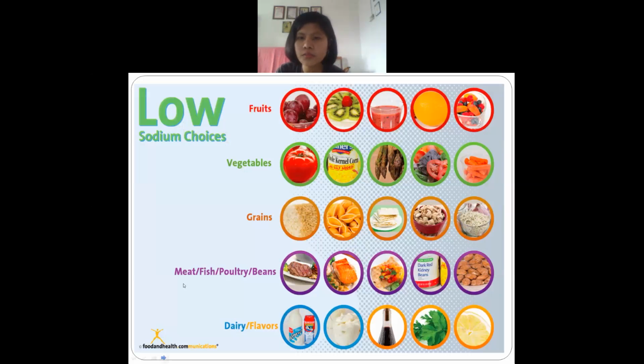Okay, next is low sodium choices. The person should have low sodium foods, rather than salty food. Fruits, vegetables, grains, meat, fish, poultry, beans, and dairy, flavors, all this the person should have.